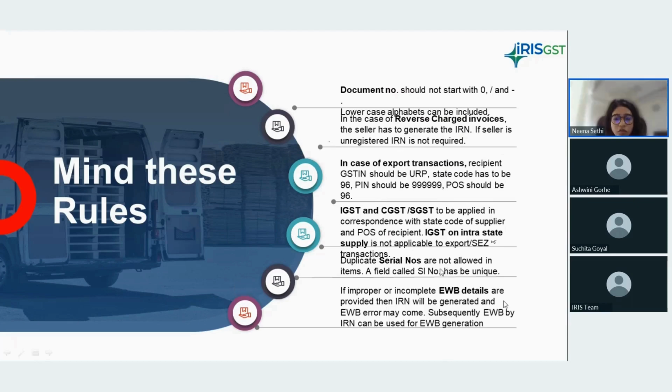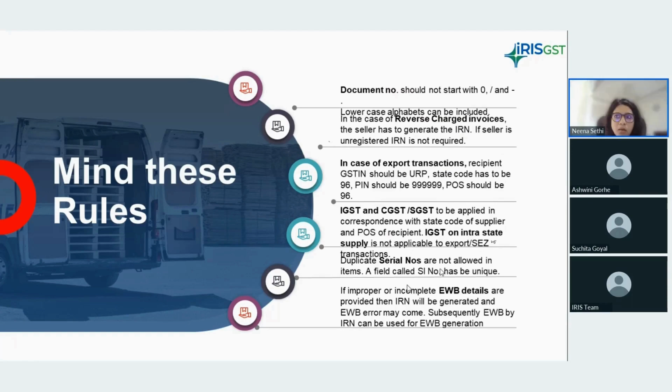Also, when you're pushing the invoice data and trying to generate the e-way bill along with the IRN, there could be cases wherein the transporter ID is not correct, or the distance which you have passed is not correct. In such cases, your IRN might get generated, but you might get an error from the e-way bill system.